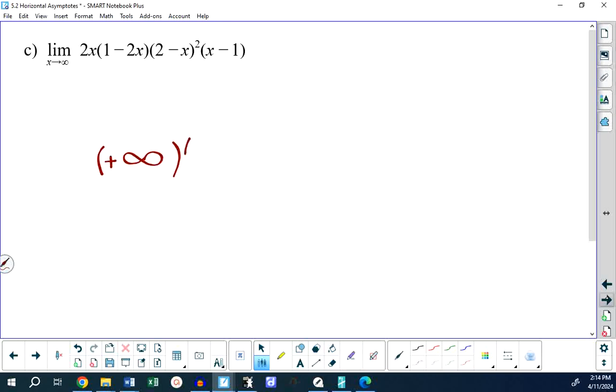1 minus 2x will approach negative infinity because I'm taking 1 and I'm subtracting an infinitely large number, 2 infinities. This next piece will be positive infinity because it contains a factor squared. So 2 minus x will approach negative infinity, but when I square that, it's positive. And then this will be positive infinity for the x minus 1, because infinity minus 1 is still positive infinity. When you multiply these out, you get a negative, so it's negative infinity.